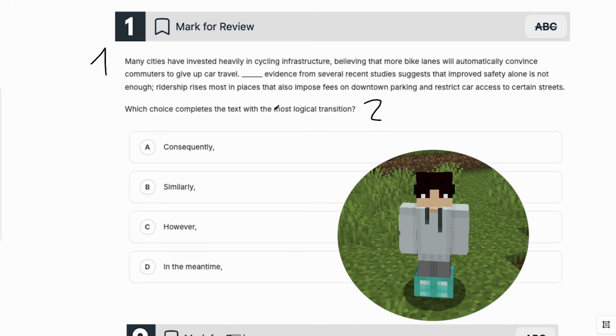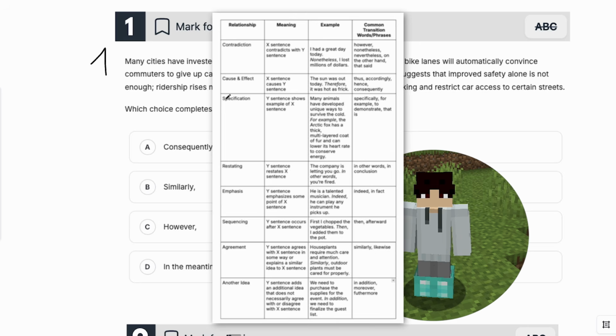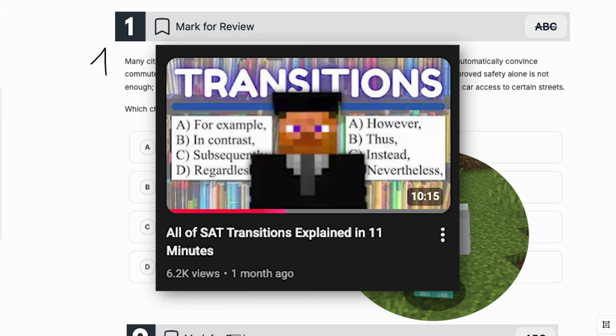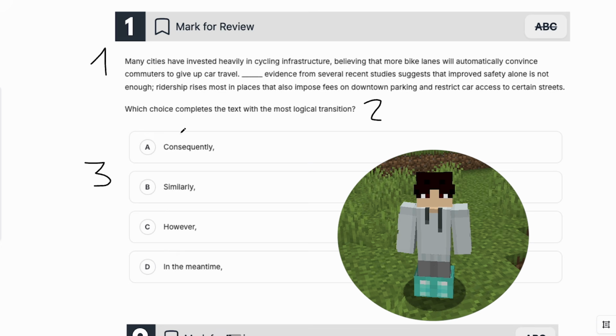If you want to see a list of all the different types of transition words and phrases you might see on the SAT, I have a video on that as well. It's on the screen right now. Step 3 is just finding whatever choice best matches our prediction. Oh, however is literally one of the choices, so it must be the answer. Okay, that was pretty easy.